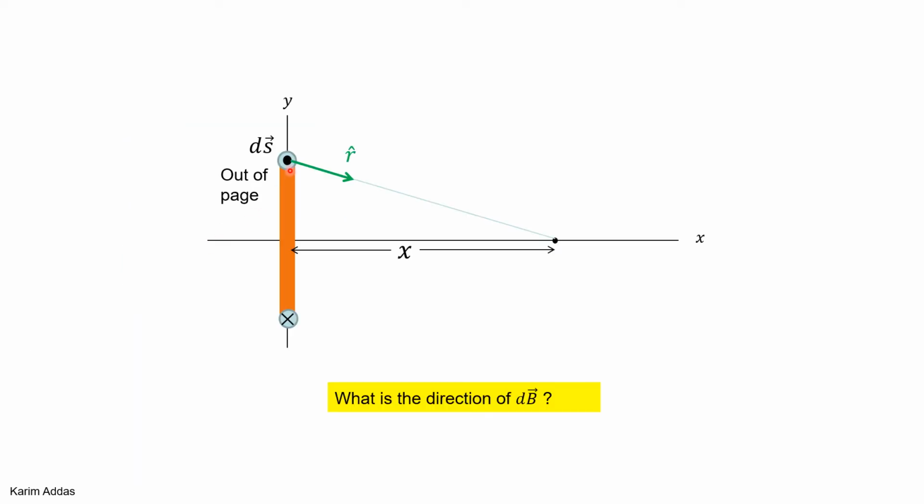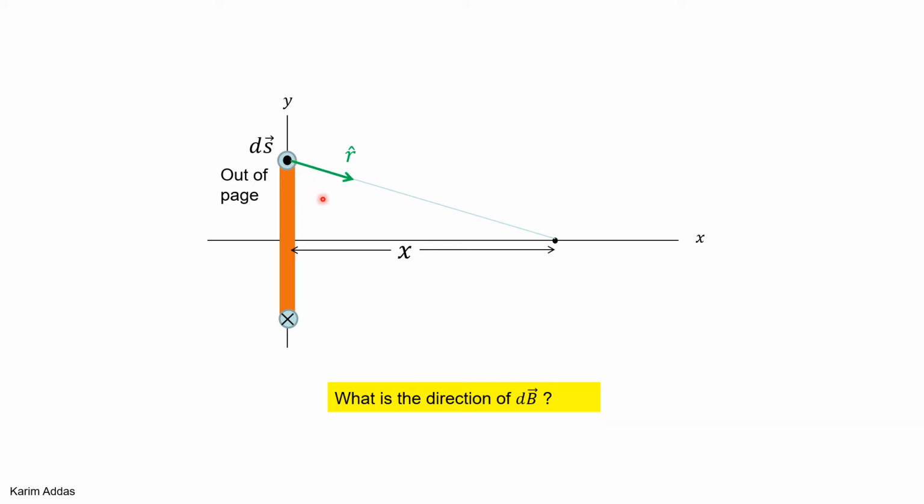So remember, the loop is now in a plane perpendicular to the screen, so you can't see the loop. Here the current is coming out of the page. That's the element of length that we were talking about at the top of the loop. And the r hat unit vector points from the element of current to the point where you want to find the magnetic field. This is the point P on the x-axis. So the angle between them is 90 degrees very clearly because ds points out of the page and r hat is in the plane of the page. So the angle is 90 degrees.